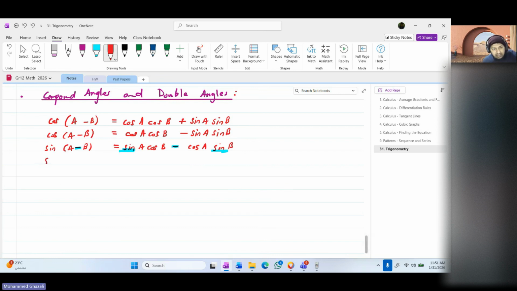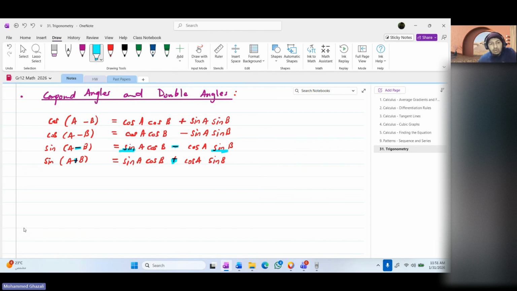Then what is sine of A plus B? That is basically sine A cos B plus cos A sine B. So remember, the plus remains a plus. Just cos compound angle, cos A minus B is cos cos sine sine.